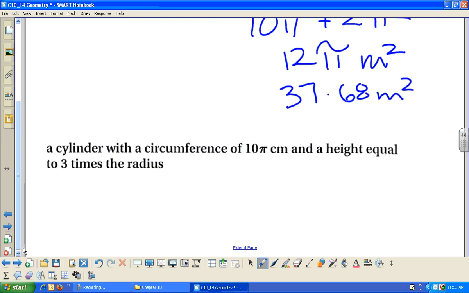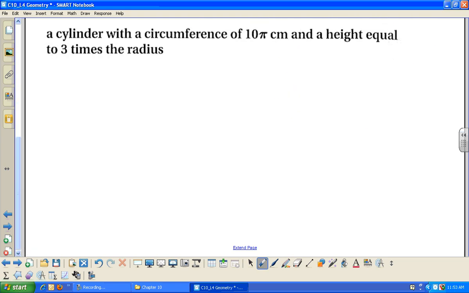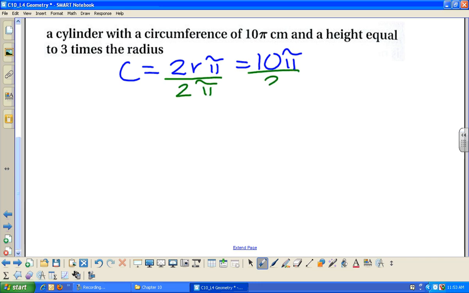A cylinder with a circumference of 10 pi centimeters and a height equal to 3 times the radius. The first thing I want to do here is figure out what the radius is. Circumference is equal to 2 r pi. My circumference is equal to 10 pi. So I want to solve for r. In order to solve for r, I have to divide by 2 pi on both sides of the equation.